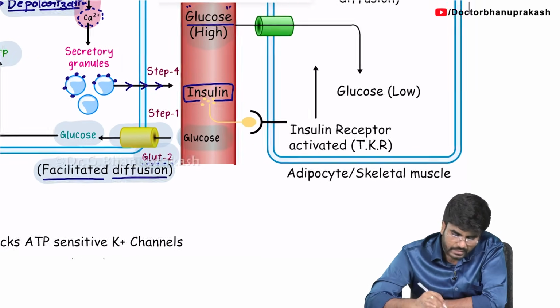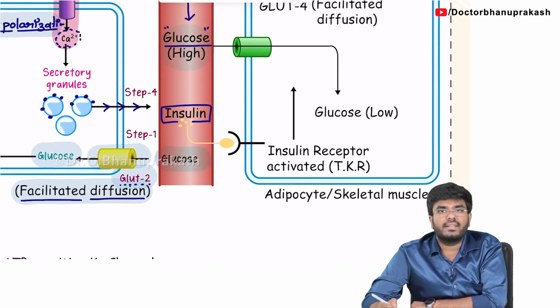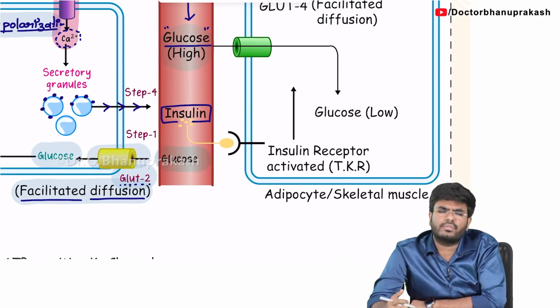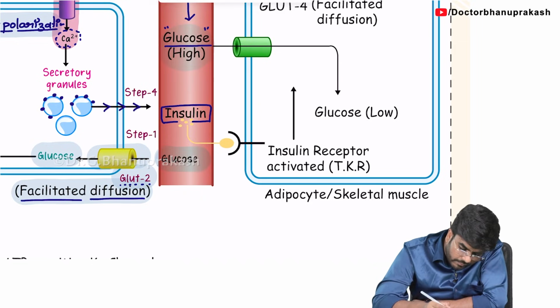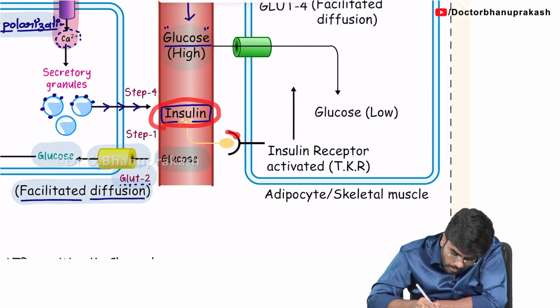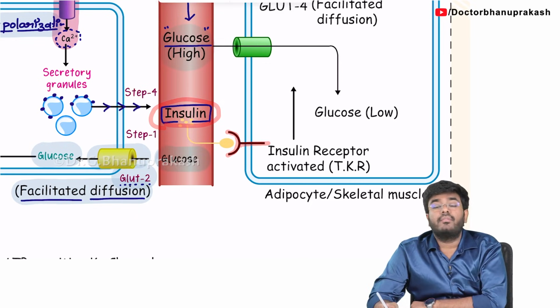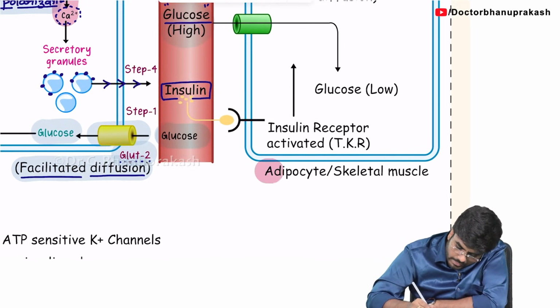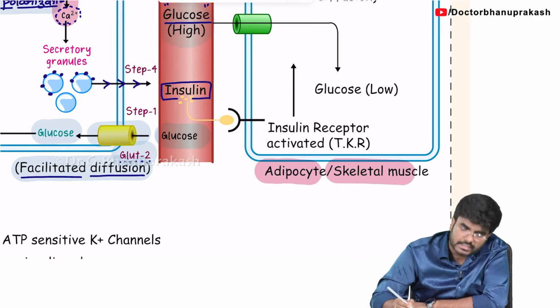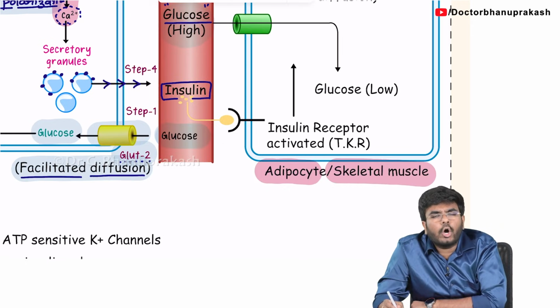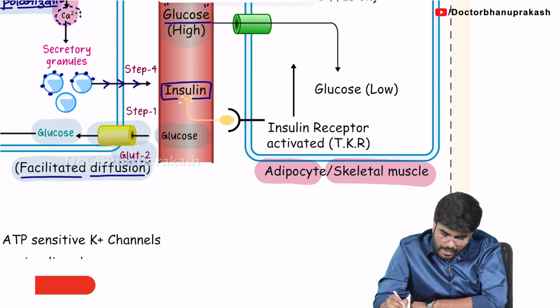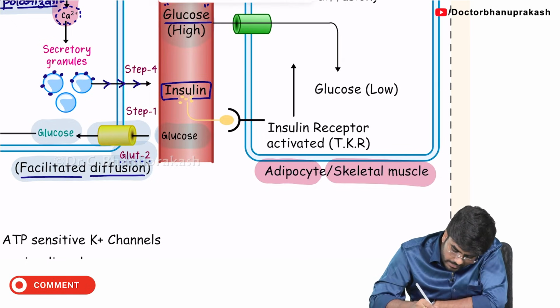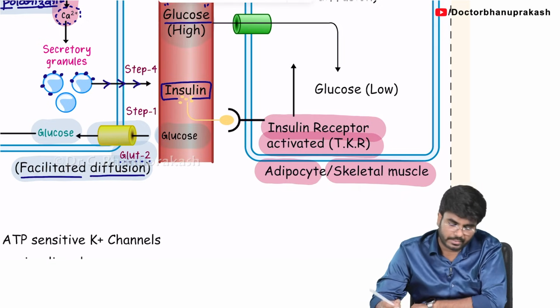Now, tell me, what is there in the blood? Insulin is there in the blood. Also, glucose is there in the blood. There are millions and millions of molecules of glucose, let's say. Now, what will this insulin do? Insulin will go and act on its receptor. Where are the insulin receptors present? These insulin receptors are present on adipocytes and skeletal muscles. So insulin is coming and acting on the skeletal muscles and adipocytes. The insulin receptor, or the tyrosine kinase receptor, is activated. TKR stands for tyrosine kinase receptor.